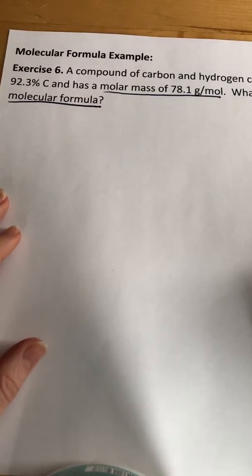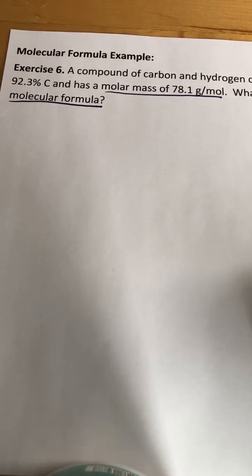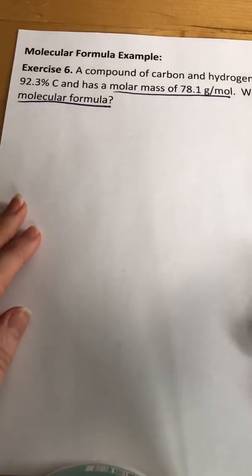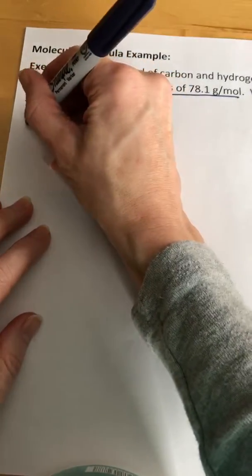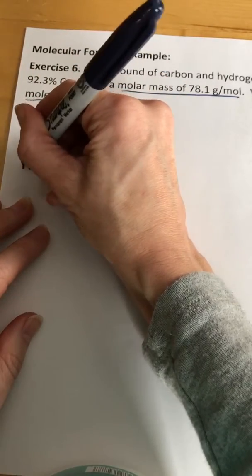So even though we're not asked to find the empirical formula, in order to find the molecular formula, your first step is you have to know the empirical formula. And you'll either know it by A, being given the empirical formula in the problem, or B, you have to figure out what the empirical formula is using the steps that we went over in the prior video. So we're going to go ahead and find out what it is.